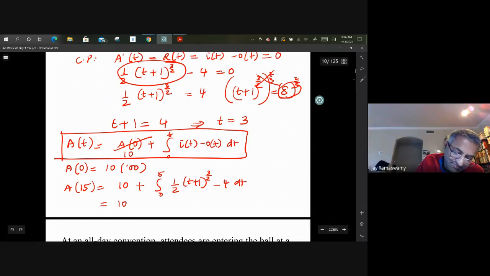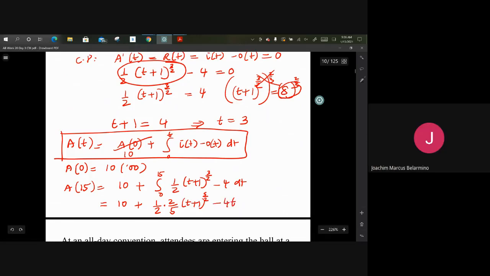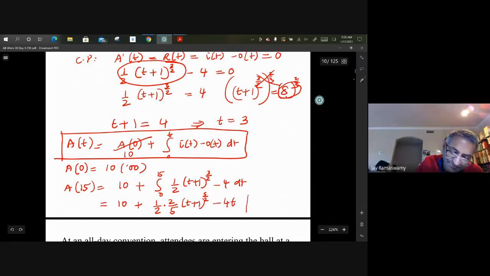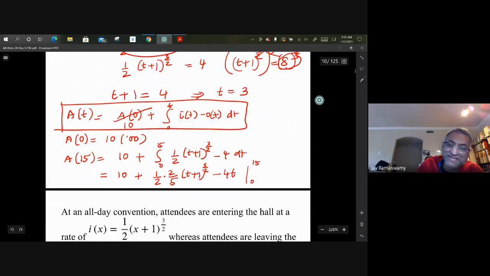Let's integrate. Actually, didn't we do this earlier? It's 2/4, t plus 1 to the power of 5/2. Okay, look down. What's the integral of 4? 40. Lower limit 0, upper limit 15. Okay, do not freak out. I'm not doing anything clever. I'm just doing it by hand.